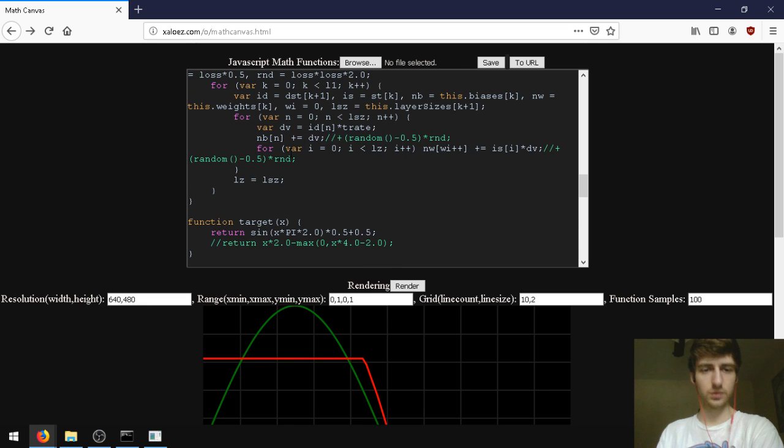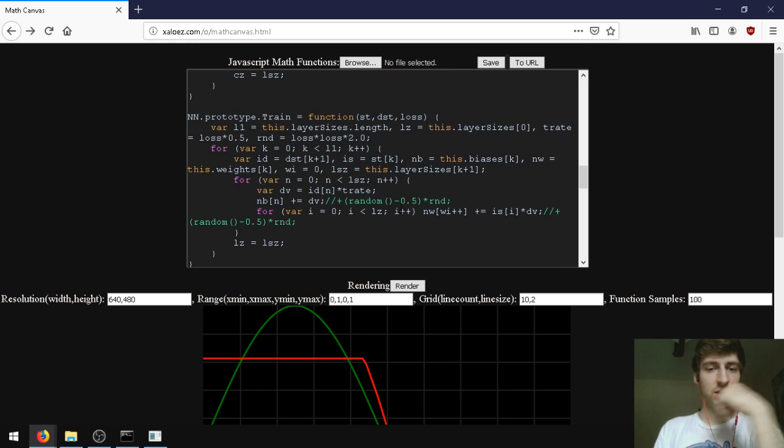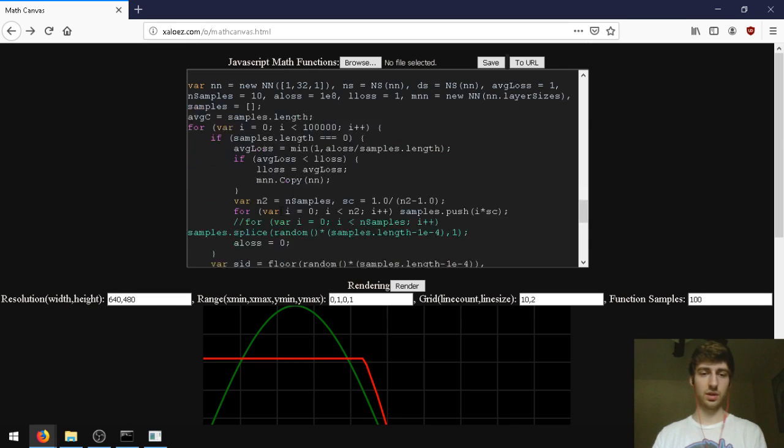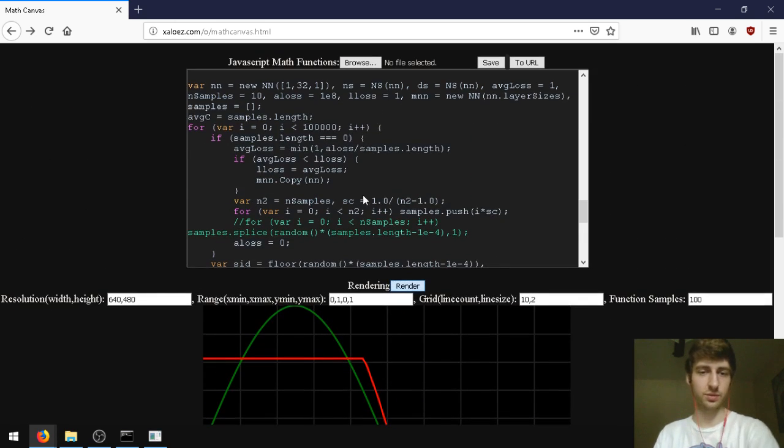Train backward. Loss of 0.5. Yeah, I'm going to try 0.01. All right. Let's try training this. There's something wrong with it because it froze the browser. Oh no.